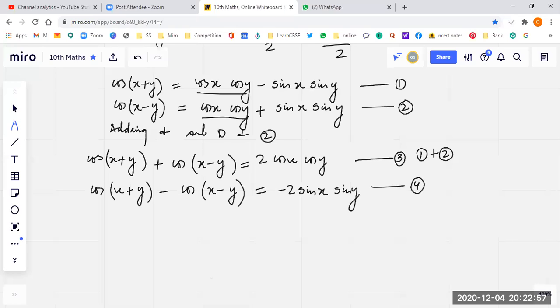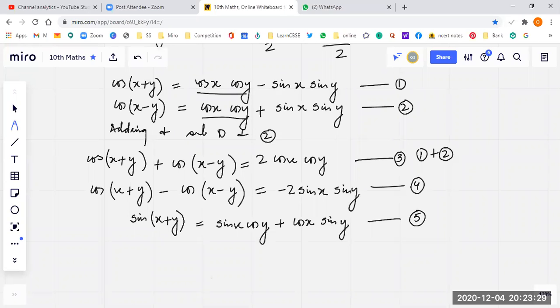Okay, guys. Now you know that what is sine of x plus y? Sine of x plus y is equal to sine x cos y plus cos x sin y. Am I right? Okay. So this can be considered as fifth equation.